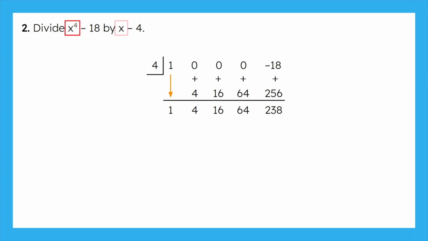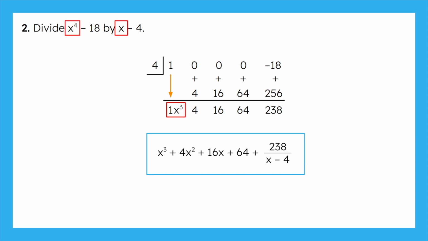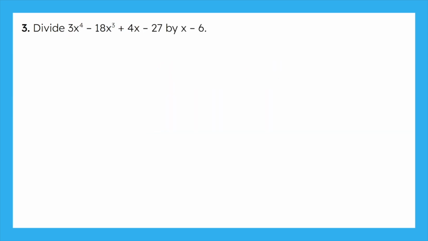We divided a 4th degree polynomial by a 1st degree polynomial, so our answer will be a 3rd degree polynomial. The final answer is x cubed plus 4x squared plus 16x plus 64 plus 238 over x minus 4. Notice, just like long division, we write the remainder over the divisor and add it to our quotient. I think you're ready to try this last example on your own. Pause the video and divide 3x to the 4th minus 18x cubed plus 4x minus 27 by x minus 6.